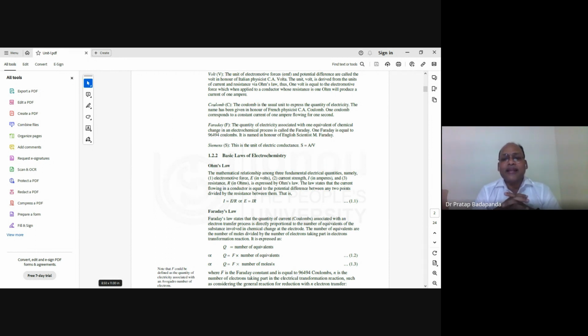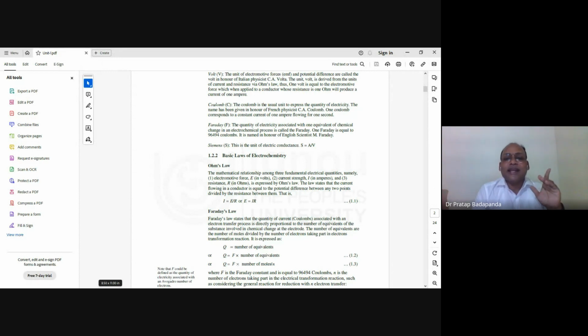The mathematical relationship among three fundamental electrical quantities. I told you. So why three thumbs? Three parts are here. This is one fundamental quantity, this is another, this is another. When my teacher taught me in the 8th or 9th class, he explained it in physics this way. Ohm's law comes in physics, so he expressed it like this. So these three parts represent three fundamental quantities.